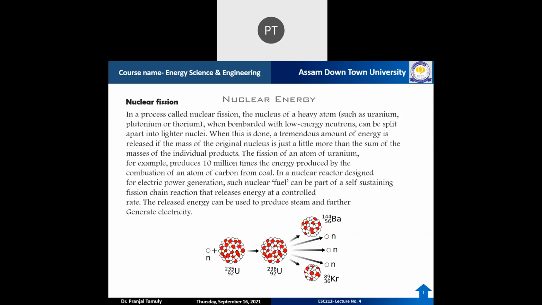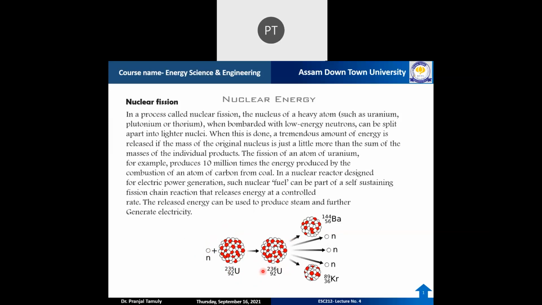So, what happens in nuclear fission? We take a heavy nucleus, like you can see in the figure. Let's say we take an atom of uranium, that is uranium-235. This is a radioactive element. Its atomic number is 92 and atomic weight is 235. We bombard this uranium atom with a slow moving neutron. This is a neutron. After bombarding, what results? It will absorb this neutron, so the atomic weight increases by one.